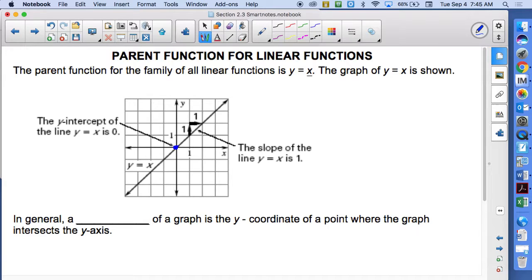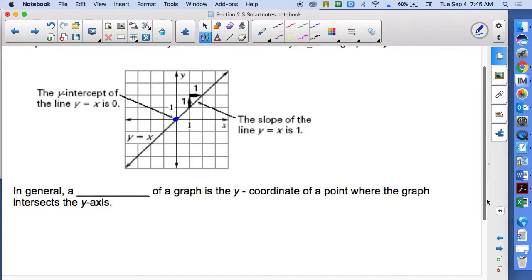So in general, the y-intercept of the graph is the y-coordinate of a point where the graph crosses the y-axis. So we have the slope in the front, and the y-intercept in this case is just 0 because nothing's added or subtracted behind the x. And that y-intercept is wherever the graph crosses the y-axis.